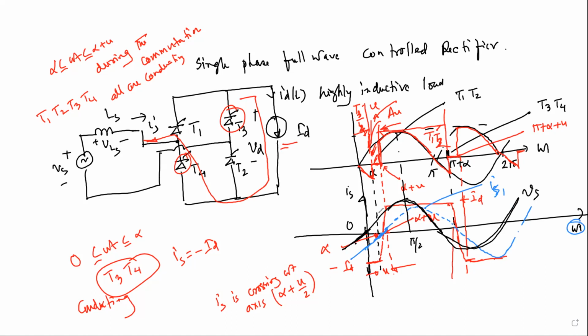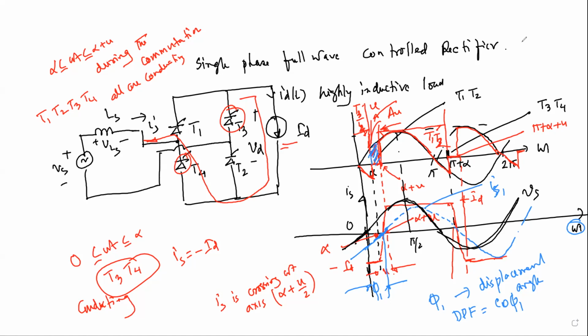Yes, and this angle will be known as phi 1, and this phi 1 will be known as displacement angle. We have already discussed it, you have forgotten. Displacement angle, right? And displacement power factor will be your cosine of phi 1. Am I correct or not? Yes, sir.